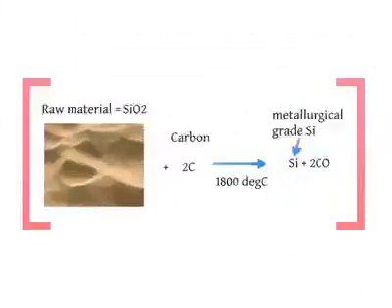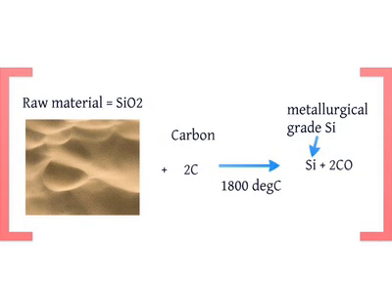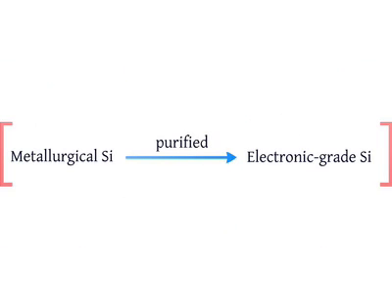Okay, how do you do it? Of course, we won't go into the metallurgical part, but very briefly, you start with the raw material, silicon dioxide, like sand. You heat it at very high temperatures with carbon. You form what's called metallurgical grade silicon, and the byproduct is carbon monoxide. It's not good for the environment, but I think they do try to capture it.